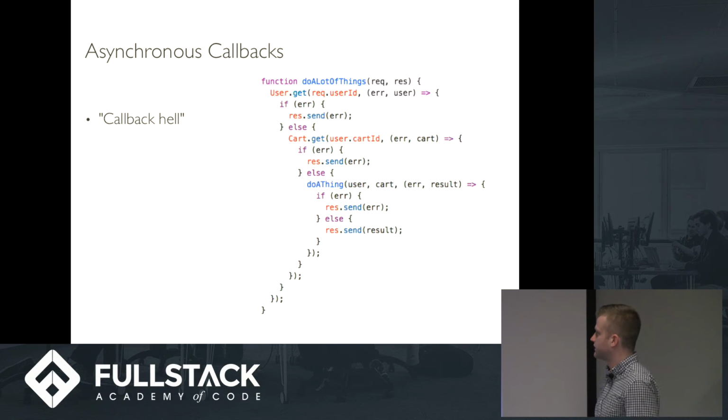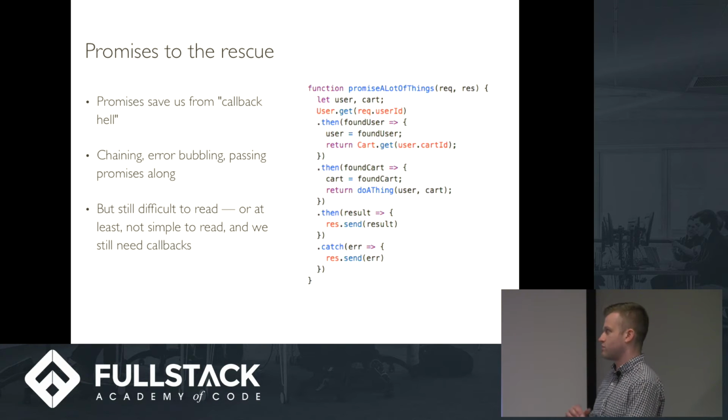As you can see, it's this pyramid of doom structure where you've got error catching every other line. There's no error bubbling, and it's just a pain. When you're down here on this 15th line, trying to keep track of all the variables you have in scope, it gets really difficult. And so promises are here to rescue us.